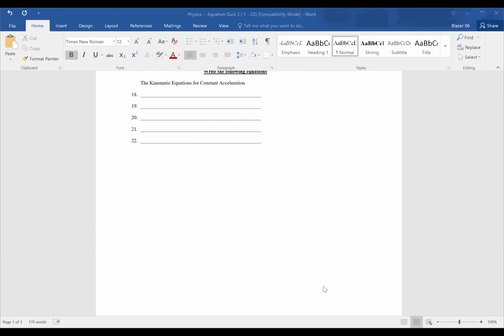Okay, let me show you this page. What do you all see? Do you all see the equations for kinematics? Okay, great. All right.